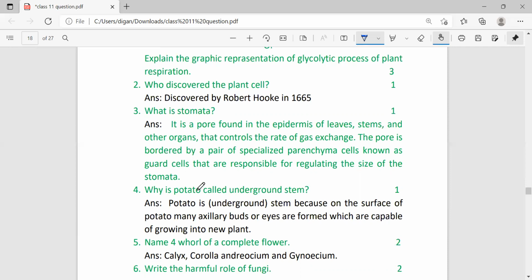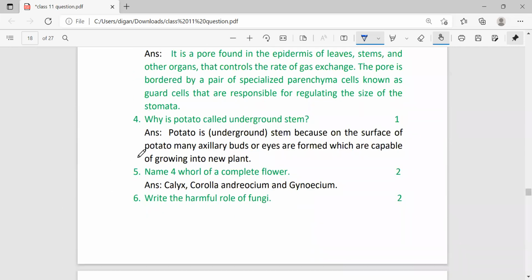Next question: why is potato called an underground stem? Potato is called an underground stem because on the surface of the potato, many axillary buds or eyes are formed which are capable of growing into a new plant.